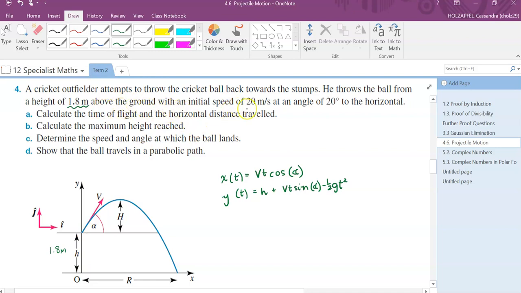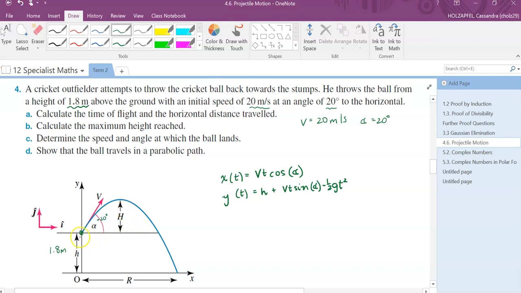Now, above the ground with an initial speed of 20 meters per second. So the initial velocity is going to be 20 meters per second. So that's going to be at this point here. And lastly, we've got an angle of 20 degrees to the horizontal. So that's going to be this angle here equal to 20 degrees.